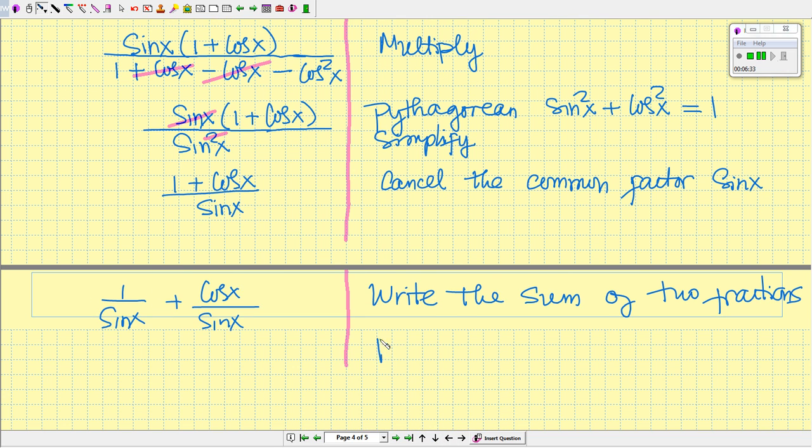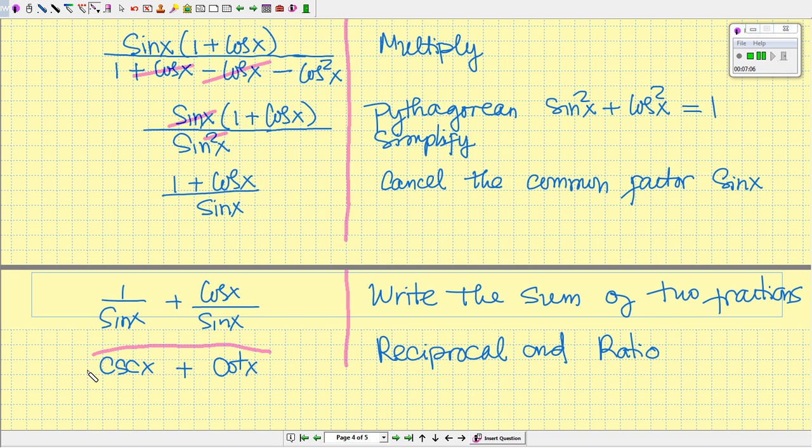Okay, next we go ahead and use the reciprocal identity, and cosine over sine will be the quotient or the ratio identity. So that will give us cosecant x plus cotangent x, and that's exactly the right hand side of this given trig identity that we need to prove.